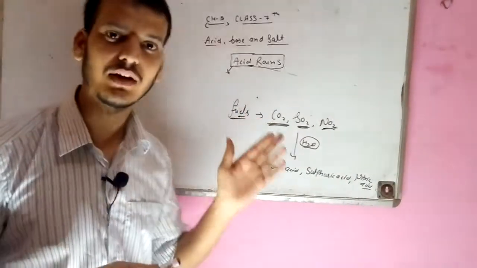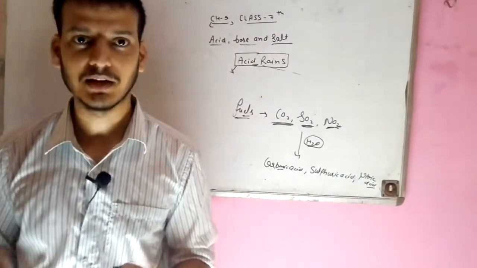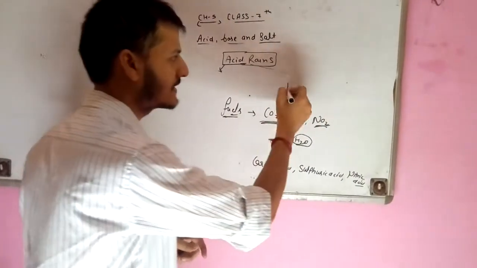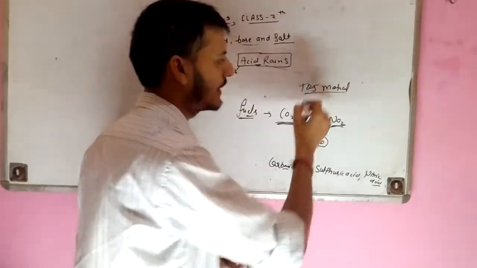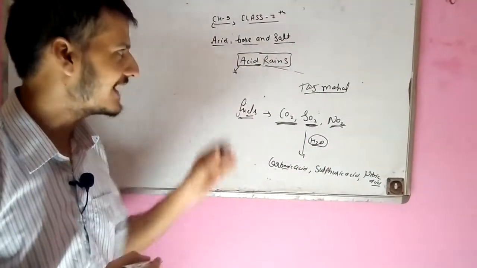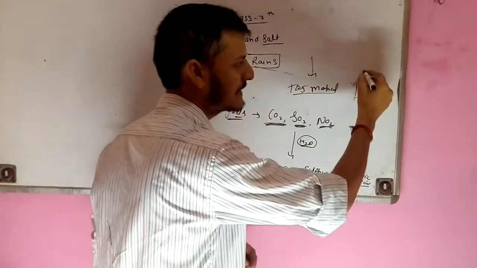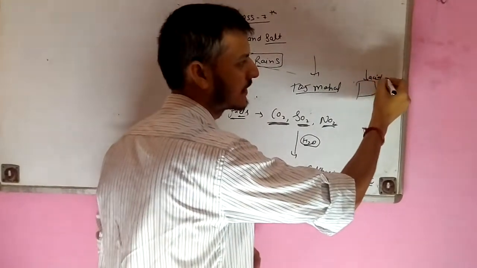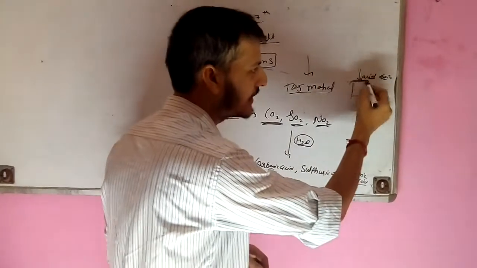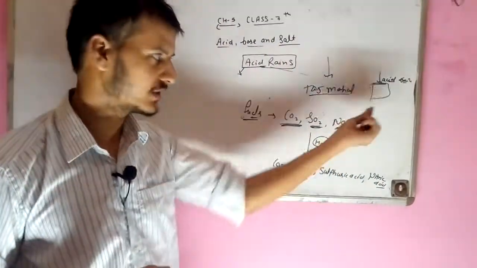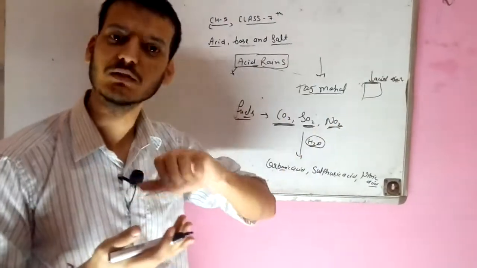And it also affects some building materials, or stone buildings, like the Taj Mahal. We take the common example, the Taj Mahal. We know the Taj Mahal is made up of white marble, and when acid rain falls on this Taj Mahal, on the white marble, the acid rain contains some acid. So it means the acid will react with the stones, the white marble. When white marble reacts with the acid, there is some kind of corrosion.